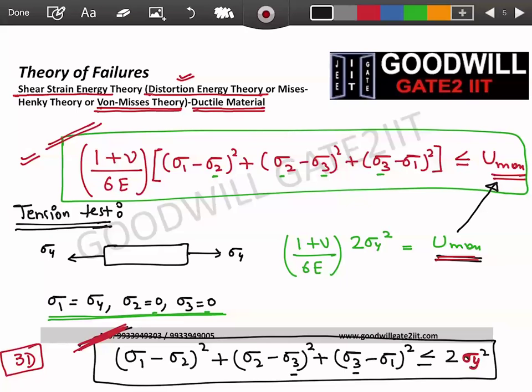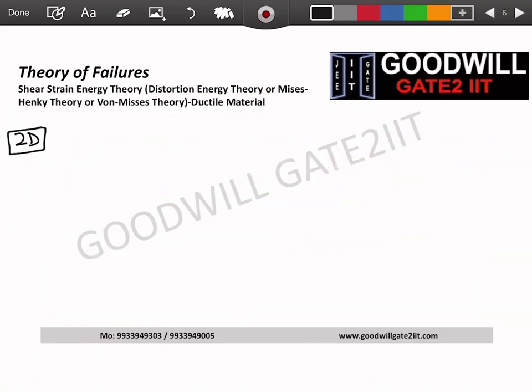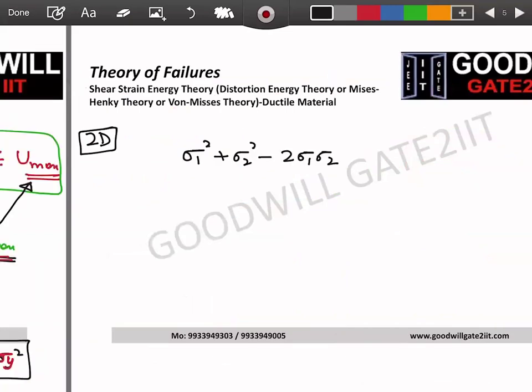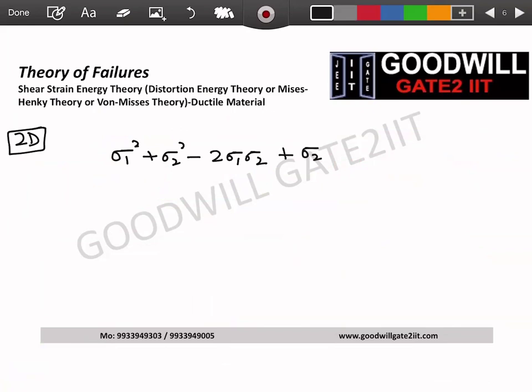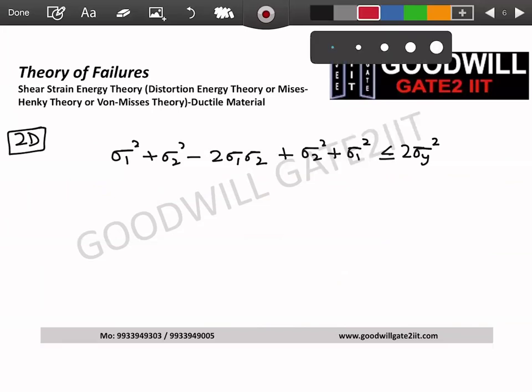And I'll open the brackets. Sigma 1 minus sigma 2 whole square. So this becomes sigma 1 square plus sigma 2 square minus 2 sigma 1 sigma 2. And then you have sigma 2 square and sigma 1 square, so plus sigma 2 square plus sigma 1 square. And on this side, you have 2 sigma y square for a 2D body. If you clearly observe twice, twice, and twice, I can take 2 common and this 2 got cancelled out.